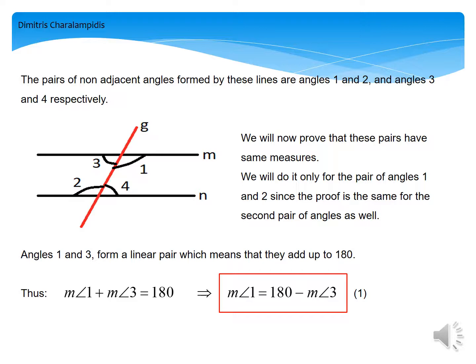Thus, if we add their measurements, the result will be equal to 180 degrees. Therefore, measurement of angle 1 plus measurement of angle 3 equals 180 degrees. If we now rewrite this expression in terms of the measurement of angle 1, we can write it as measurement of angle 1 equals 180 minus measurement of angle 3. And this can be our first relation.